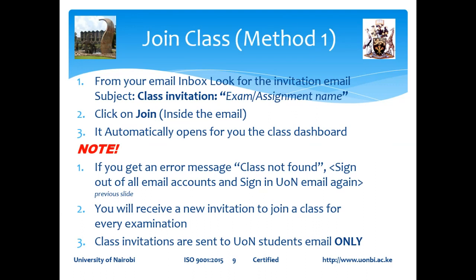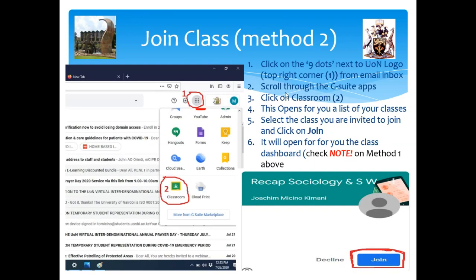What you need to note is if you get an error message, class not found, you need to sign out your email and then sign in again. You will receive a new invitation to join for every examination or for every assignment. So you should note it very well that for every invitation, you will be receiving a link for it. So different invitation for different units of exams. Class invitations are sent to student emails only. So don't expect to receive the class invitation through your personal email. So you must create your university email. So method two, you can join using login to your student email.